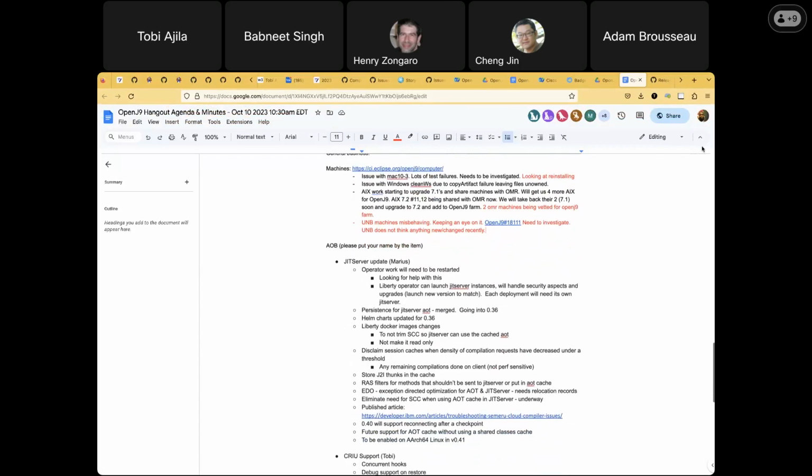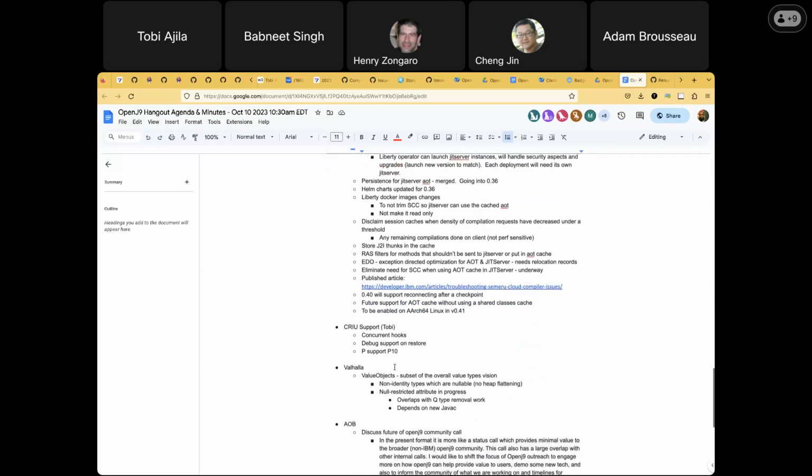Is Marius here? Nope. Okay, from a Z perspective, we're just working on the blocker for 0.41, adding support to force portability code on restore, as it helps us work around some issues on Power 10.